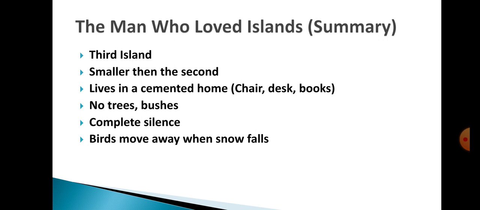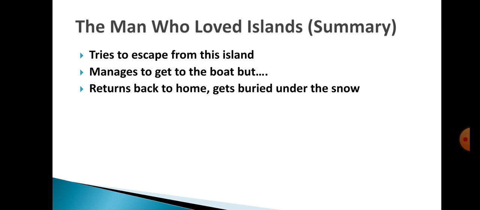And this time he brings just a few books with him, not plenty of books as he had brought on the first island. And birds even move away when the winter season comes. Birds are not even there. So he is living all alone, completely cut off from the entire world, and snow is falling right over there, and his life is becoming uncomfortable over there too. And then towards the end, he tries to escape from this island because he's horrified, he's afraid that soon he's going to die on this island.